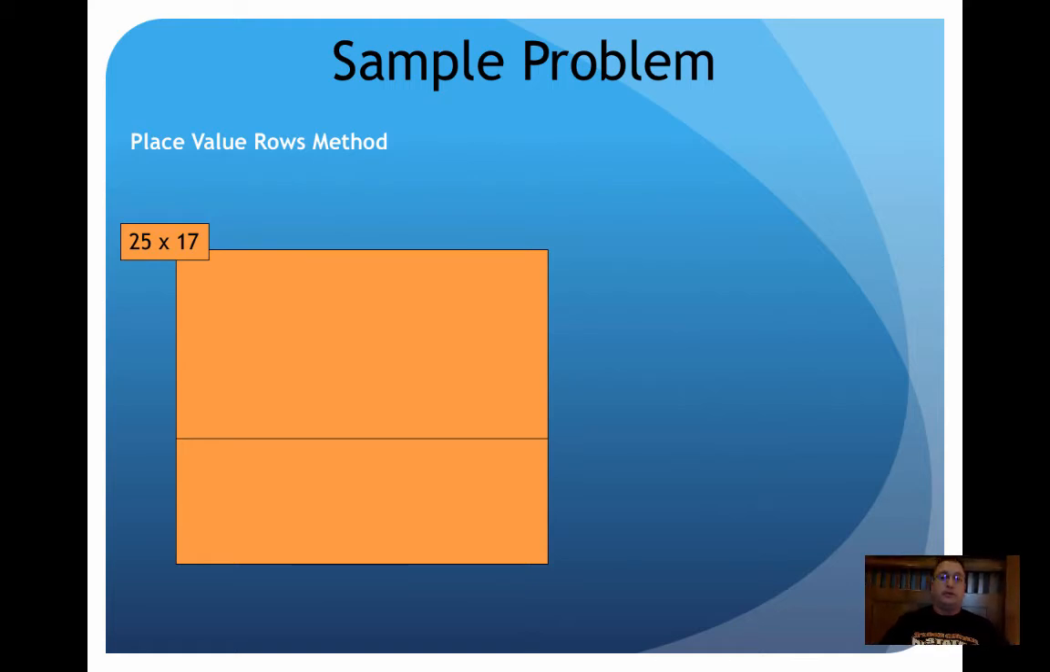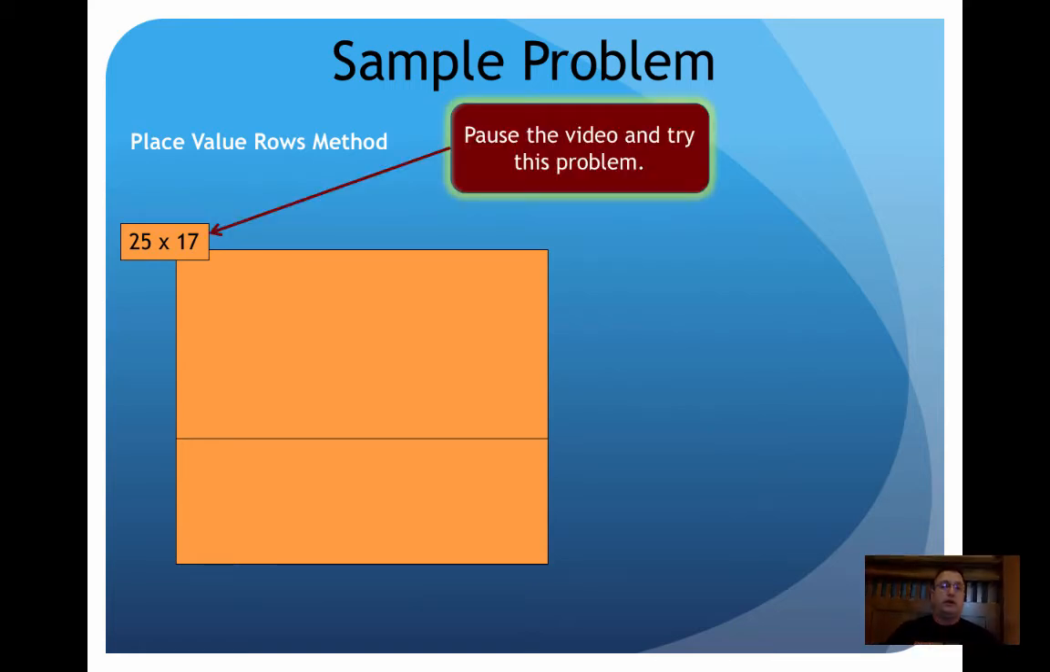All right, so here's a sample problem. I'm just going to have you try this one, all right? So you're going to take the 25 and split it into 20 and 5 over here, and then the number 17 on top. Then you're going to do at the top 20 times 17, and then you do 5 times 17 down here. So go ahead and pause this problem and try it. And when you're ready, come back and I'll go through it with you.